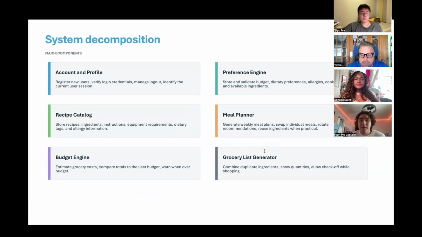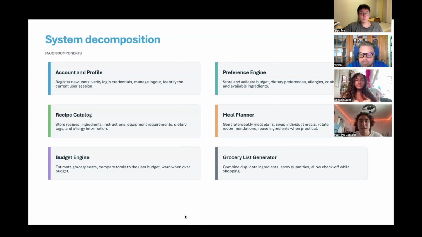So this slide breaks down BudgetBites into its main components. We started with the account and profile section, which lets the user create an account and save their information. We then have the preference engine, where users can enter things like their budget, dietary restrictions, any allergies, cooking equipment, or ingredients that they already have. The recipe catalog stores all of our recipes and the information about them, such as ingredients, instructions, and any dietary tags.